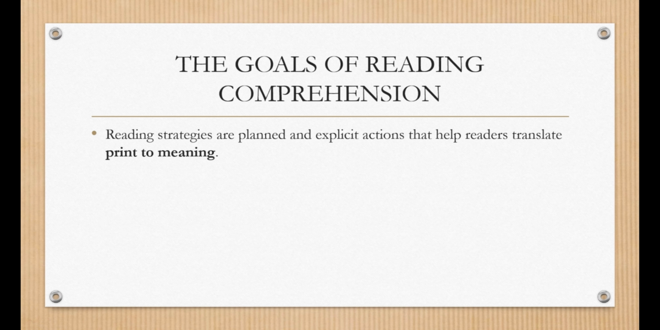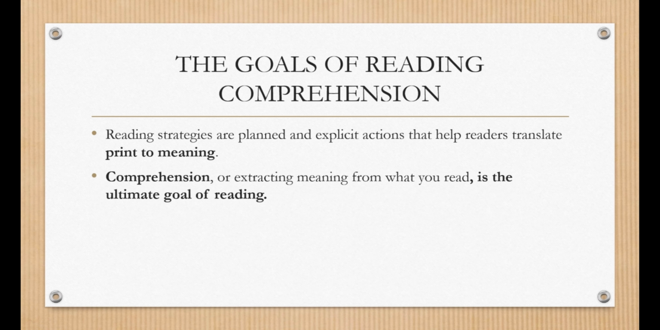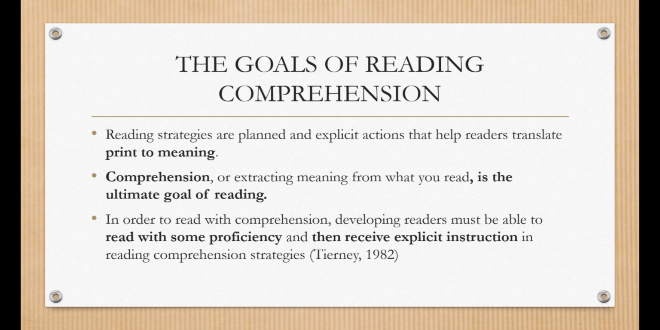When we talk about comprehension, it is extracting meaning from what you read, which is the ultimate goal of reading. Experienced readers take this for granted and may not appreciate the reading comprehension skills required. The process of comprehension is both interactive and strategic. Rather than passively reading text, readers must analyze it, internalize it, and make it their own. In order to read with comprehension, developing readers must be able to read with some proficiency and then receive explicit instruction in reading comprehension strategies.